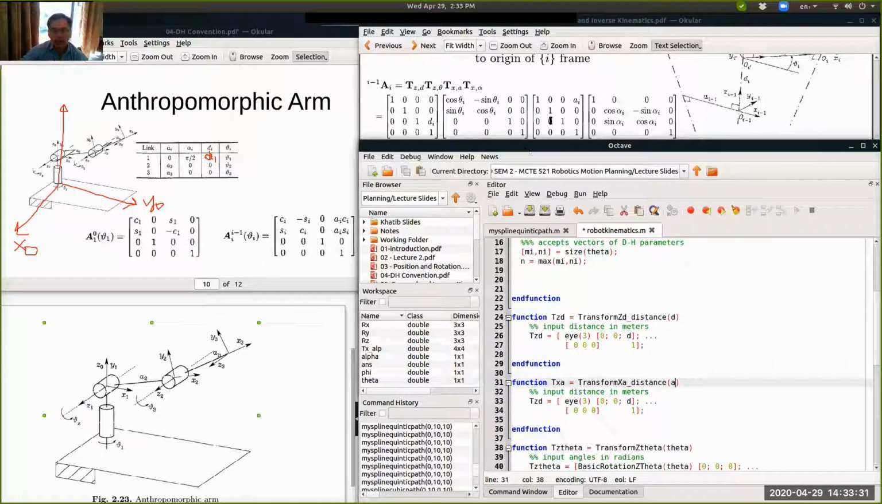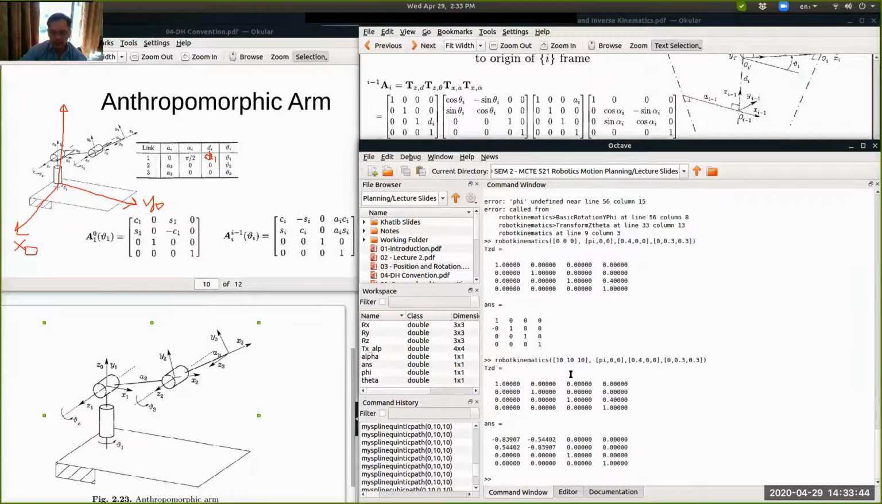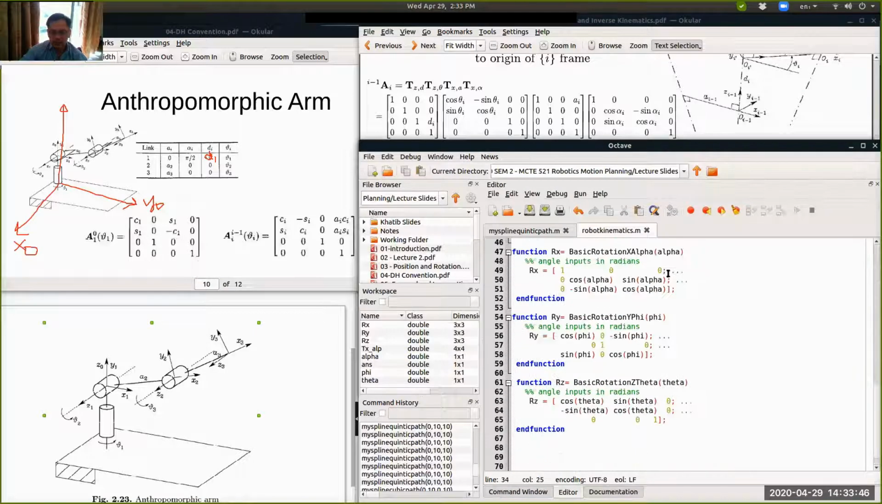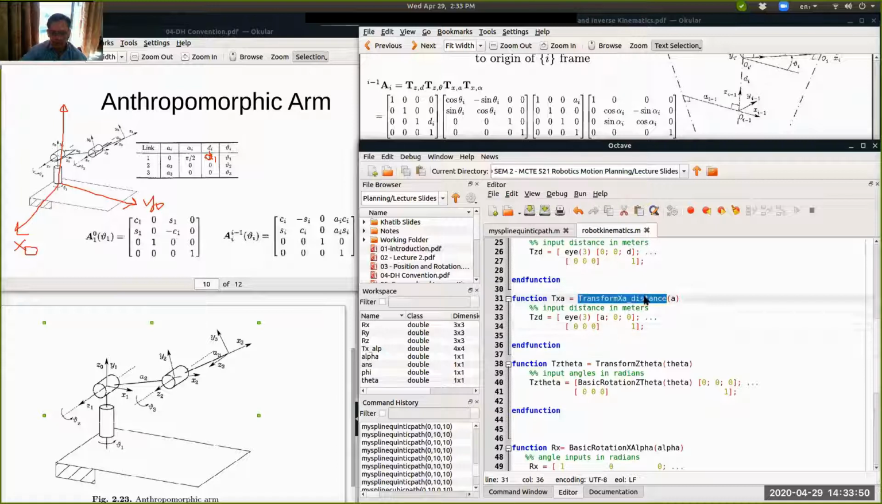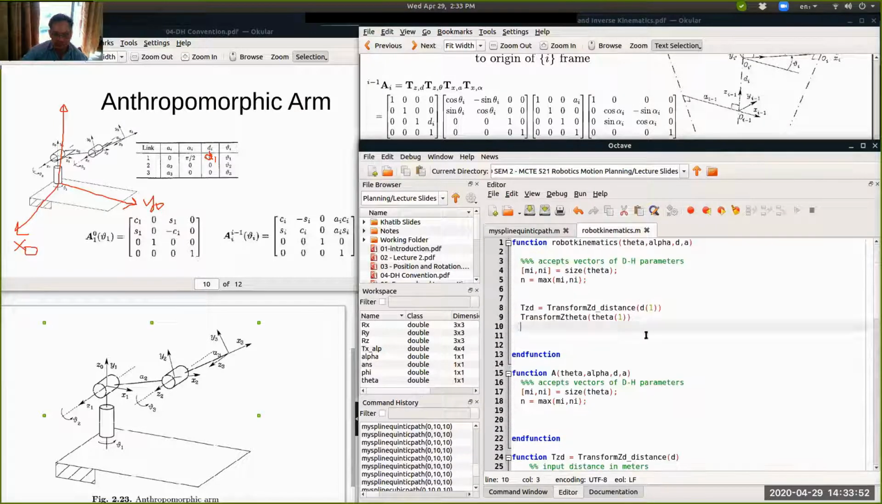And now you have identity, identity, and a here. A. Okay, and then here is 0, and the rest is 0 because this is distance transformation only x distance. So where is that? So we're going to call it so that we can test whether this is correct. Transform x distance, and then we do a1.